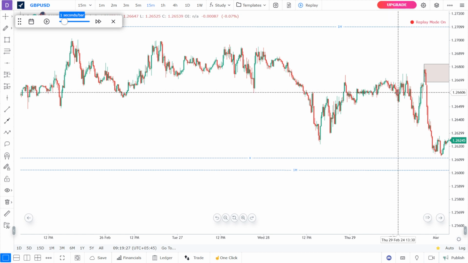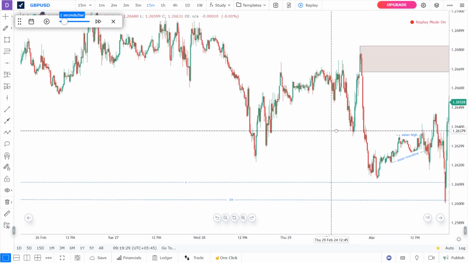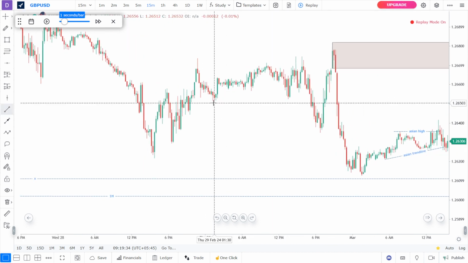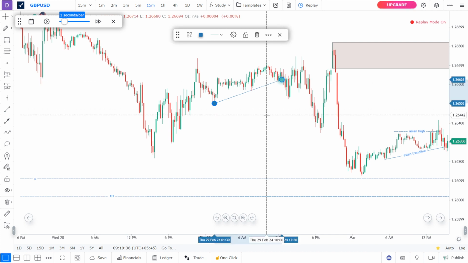Let me find when the session started here. Here is where the session started, right? If you look here, before the start of the session, there was this trend line.